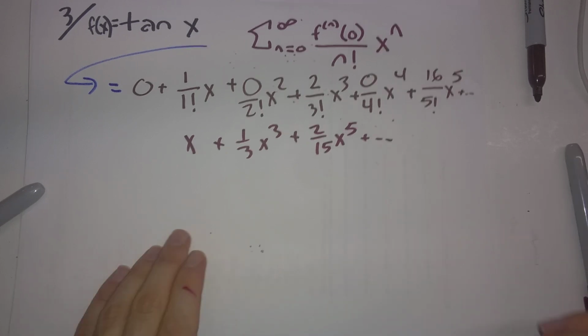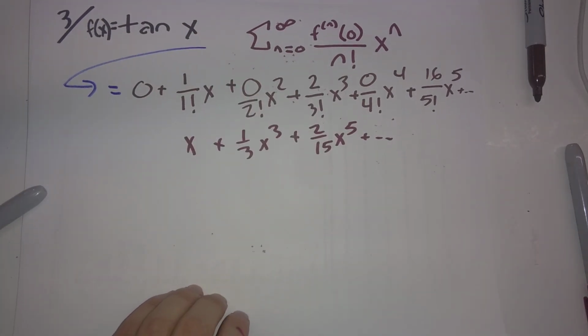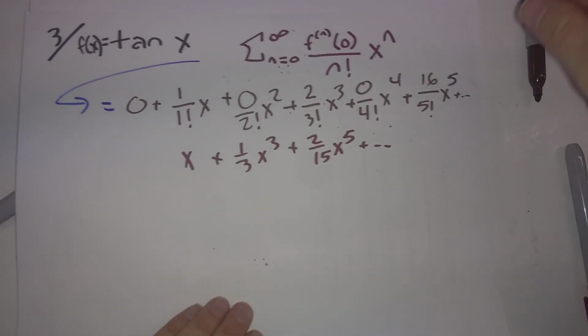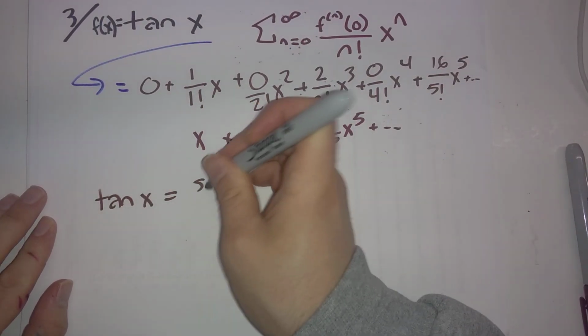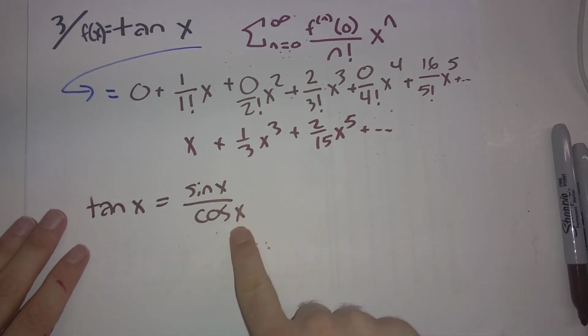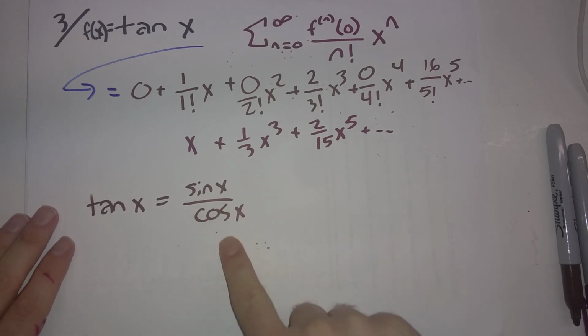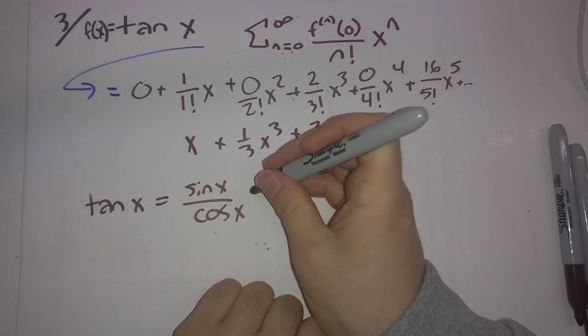This will be the fastest one. It's rewriting tangent x as sine x and cosine x. We know that tangent x is sine x divided by cosine x, and we know the Maclaurin series for both sine x and cosine x. We shouldn't want to reinvent the wheel here. We should want to make our lives as easy as possible.